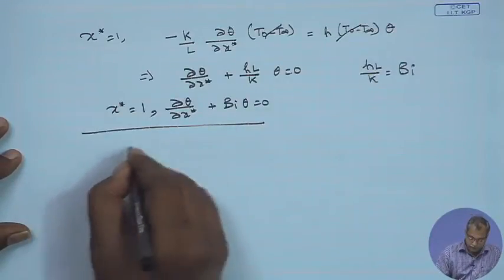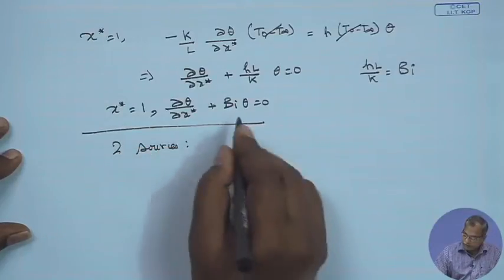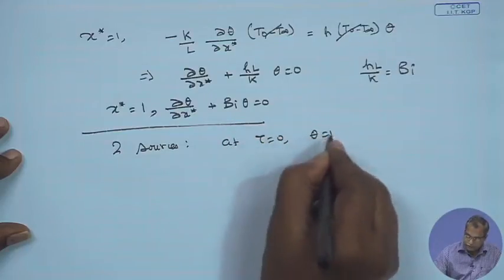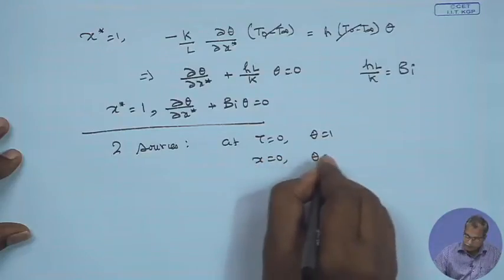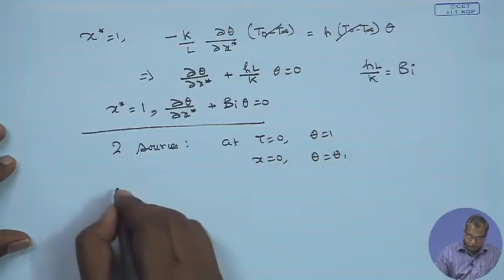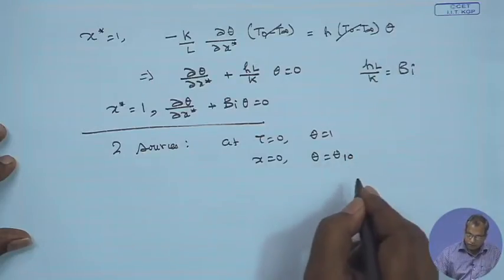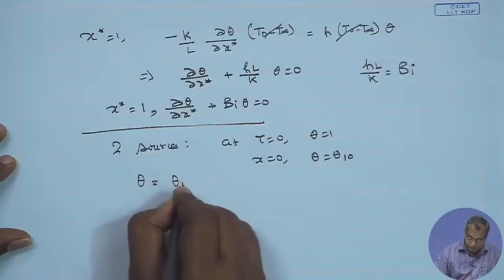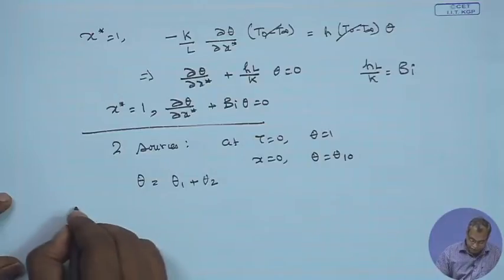In this particular problem, we have two sources of non-homogeneity. Let us look into what are the two sources. One is the initial condition: at tau is equal to 0, theta is equal to 1. Another is the boundary condition: at x star is equal to 0, theta is equal to theta 1 naught. So I divide this problem into two sub problems, theta 1 and theta 2, considering one non-homogeneity at a time as we have done earlier.